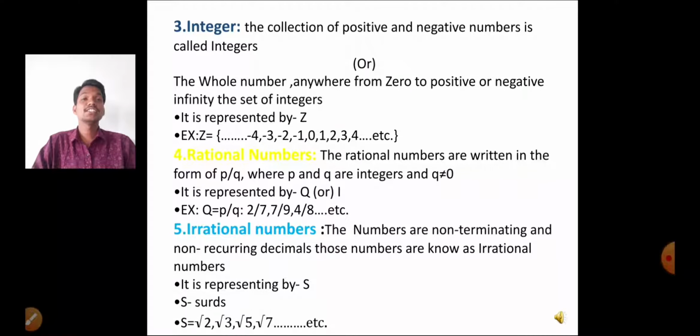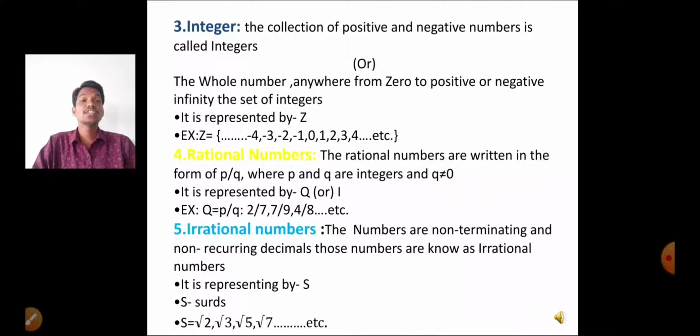Next one, integers. The collection of positive and negative numbers are called integers. Or the whole numbers extended from 0 to positive numbers and negative numbers, toward infinity. It is represented by Z. Example, Z equals -4, -3, -2, -1, 0, 1, 2, 3, 4, etc.